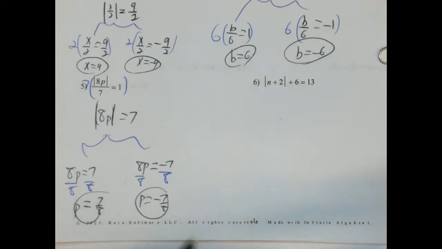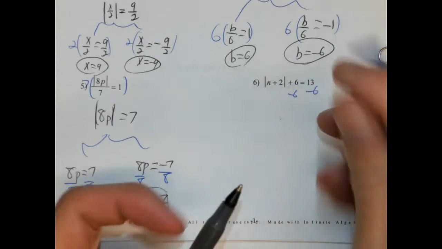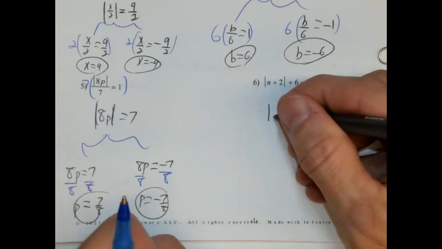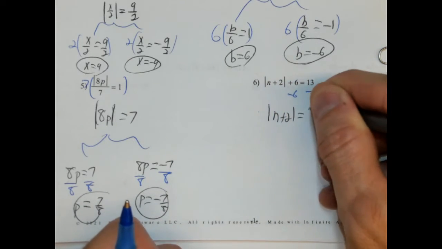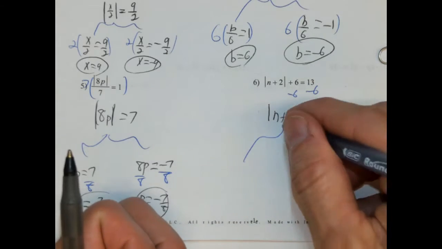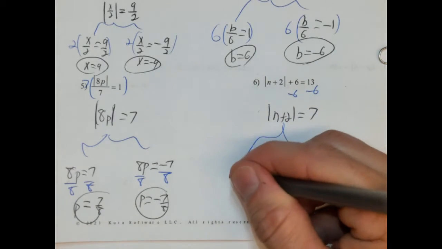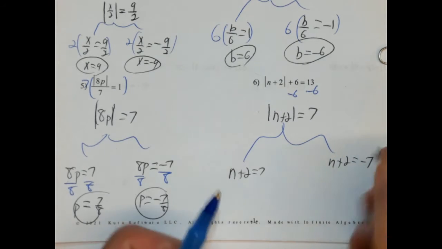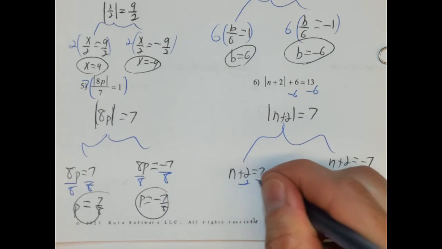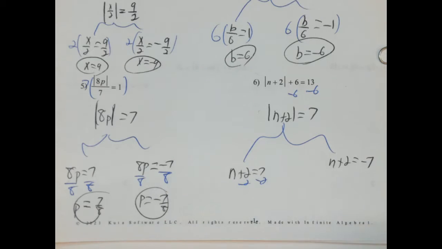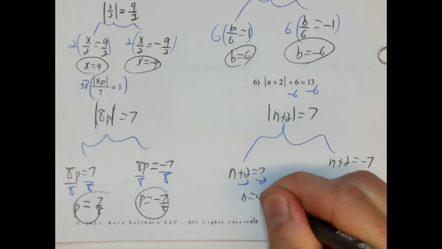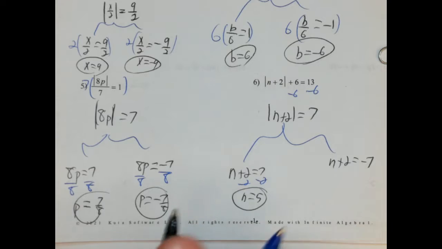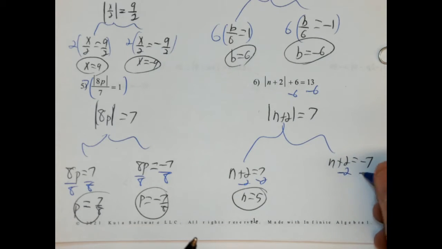Okay, let's try this one. We're going to subtract 6. So absolute value of n plus 2 is equal to 7. Split this and rewrite it. n plus 2 is equal to 7. n plus 2 is equal to negative 7. Subtract 2. n is equal to 5. n is equal to negative 9.